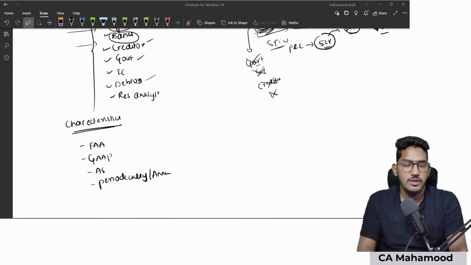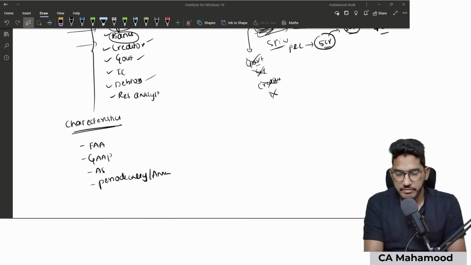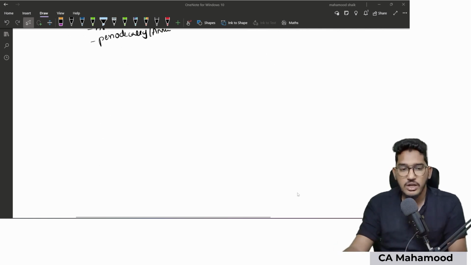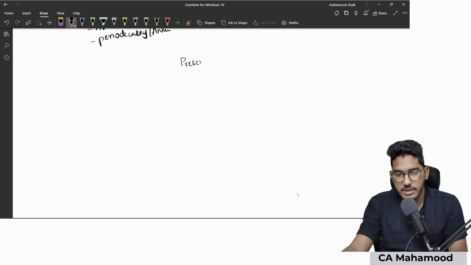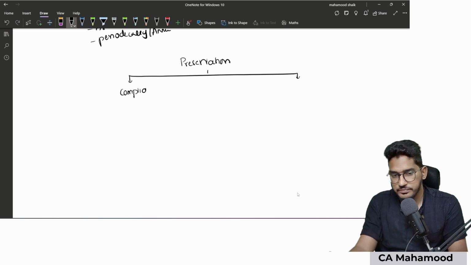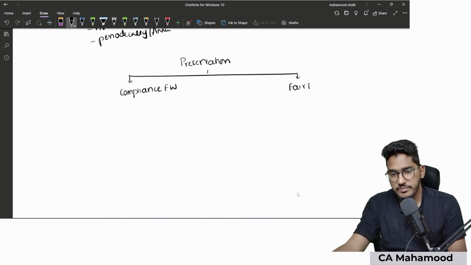Clear, everybody? There is one more categorization of the frameworks on the basis of presentation. The 2 kinds of frameworks which we have seen just now are on the basis of purpose of the financial statements. But as I was telling, there is one more kind of framework, on the basis of presentation of financial statements. On the basis of presentation, frameworks are once again divided into 2 categories. One is compliance framework and the other one is fair presentation framework.